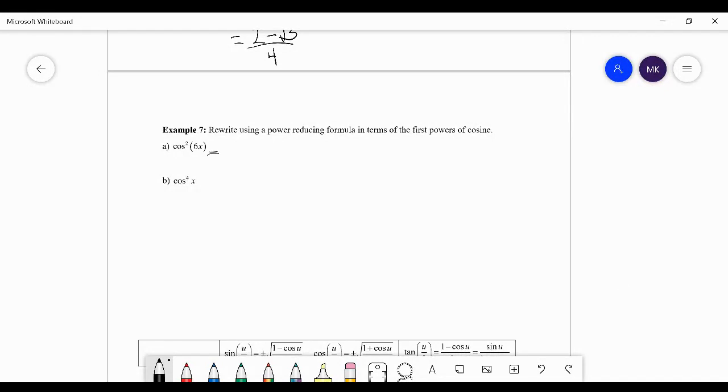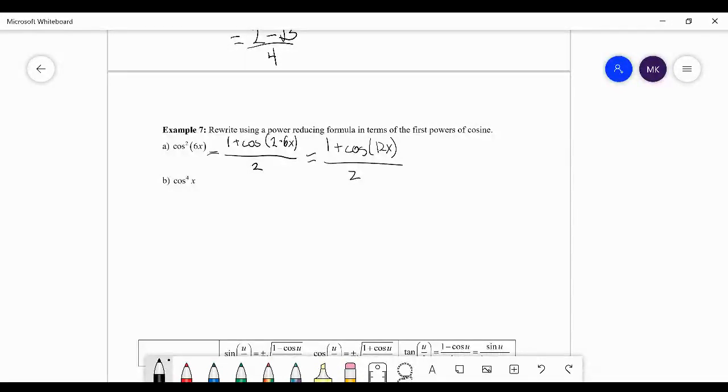So cosine squared of 6x, well, that's easy. I can just directly apply the power reducing formula, which said that cosine squared of u was equal to 1 plus cosine of 2u over 2. And in this case, our u is 6x, so it's 2 times 6x all over 2. Now, if you want to simplify that, we can very easily: 1 plus cosine 12x over 2. No further simplification is needed on that.